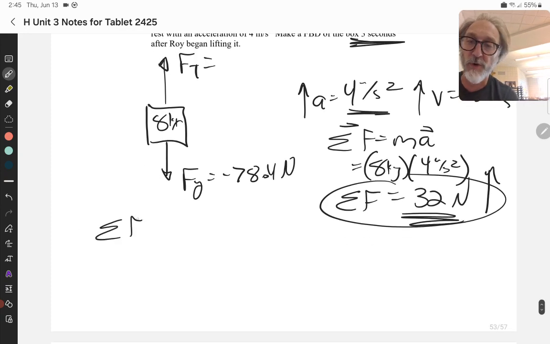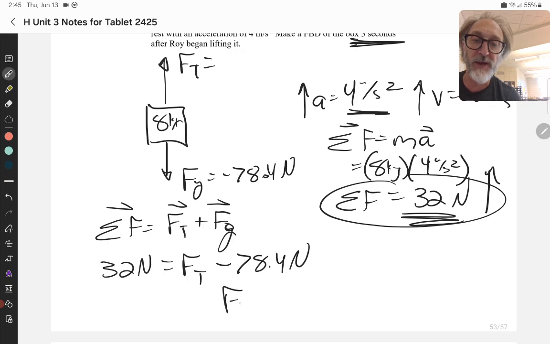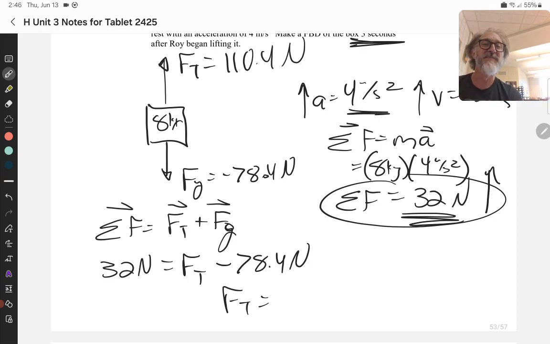So here I go. Net force is tension plus gravity. So I need 32 net newtons upwards as a result of tension minus gravity pulling down. So add 78.4 to both sides, and your tension turns out to be 110.4 newtons. Notice the upwards force is winning, producing an upwards acceleration.